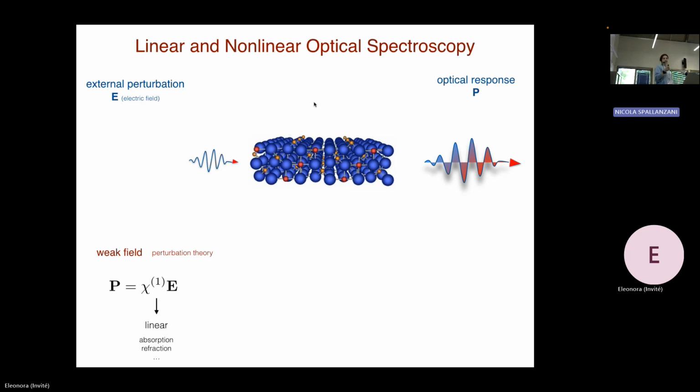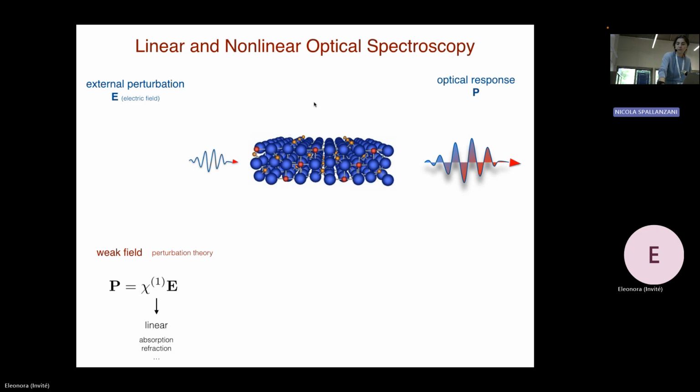You have a system. In this case, you have a solid surface, a solid system that is perturbed by an external electric field, and what you look at is the response, the optical response of the system. Here, as you can see, I just write the polarization as a function of the susceptibility Chi1 and the electric field. And here is the linear response. So this is the starting point.